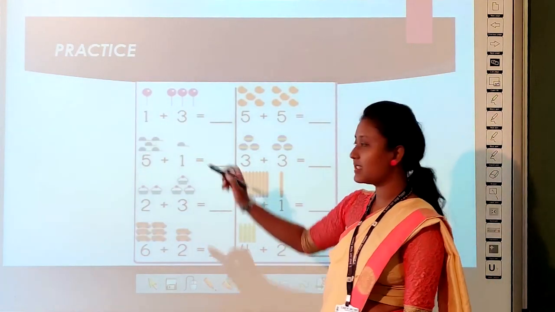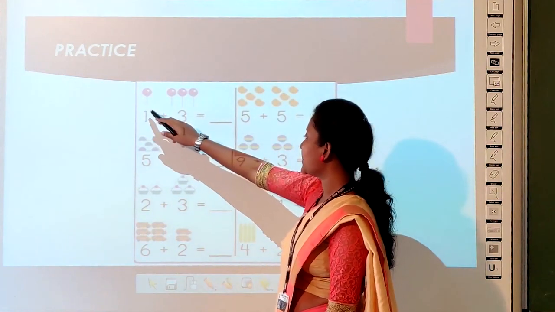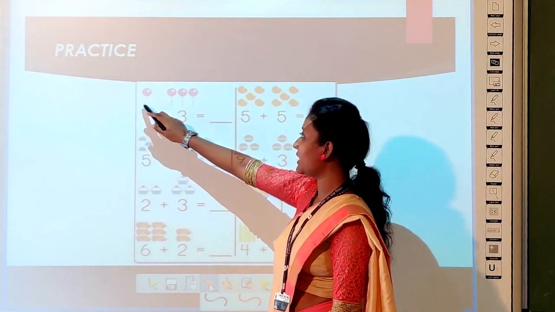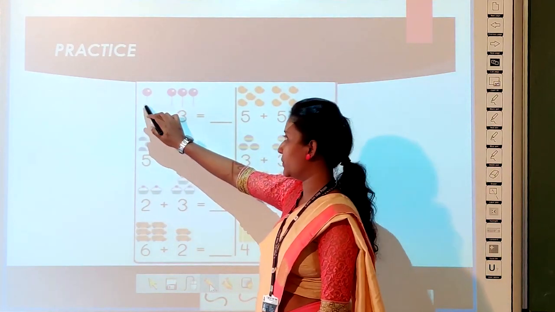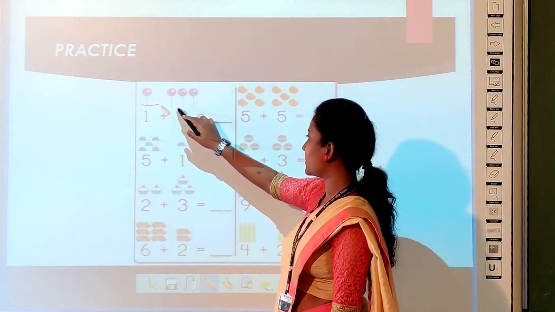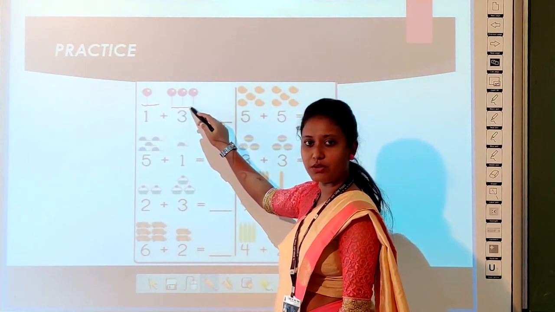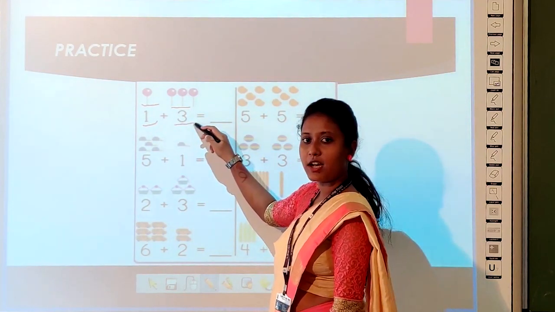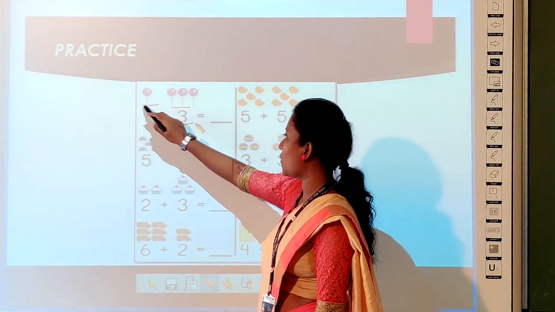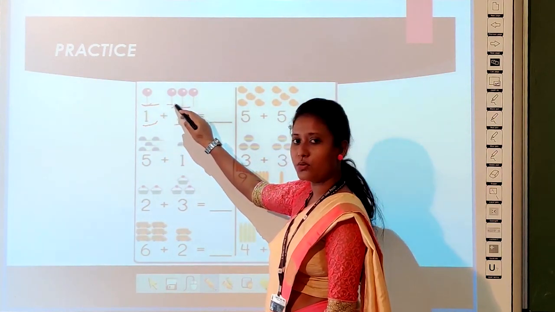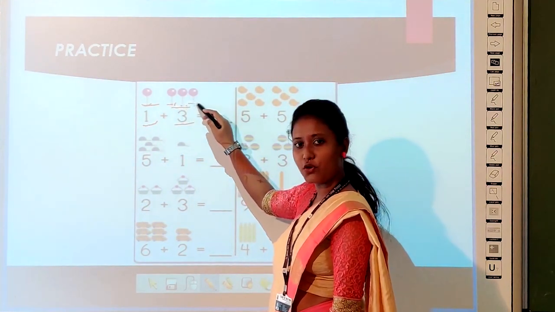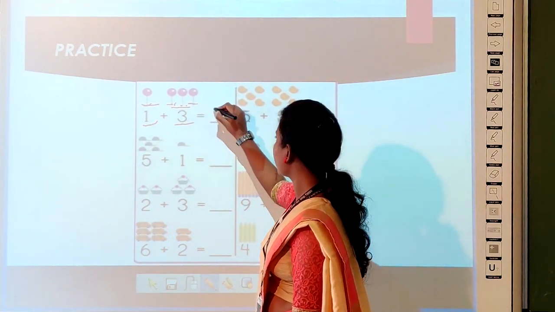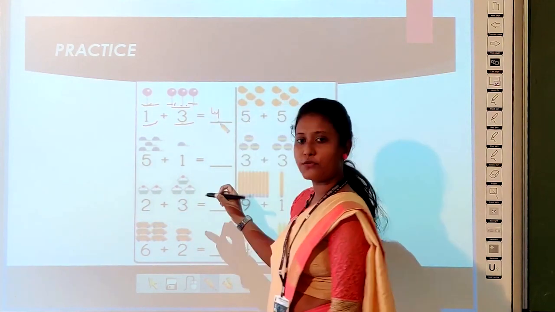So, we practice. As you can see, on the left side, there is 1 button. On the right side, there are 3 buttons. So 1 plus 3. How many buttons are there? 1, 2, 3, 4. So what will be the answer? 4.